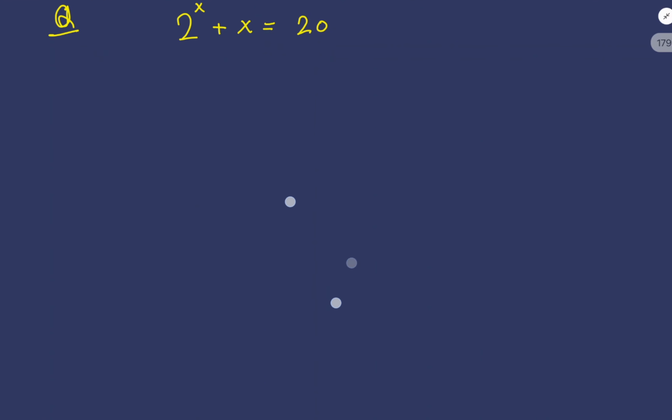So here we have a question. 2 raised to power x plus x is equal to 20, and we need to solve it for x. How do we proceed in these questions? Solution.